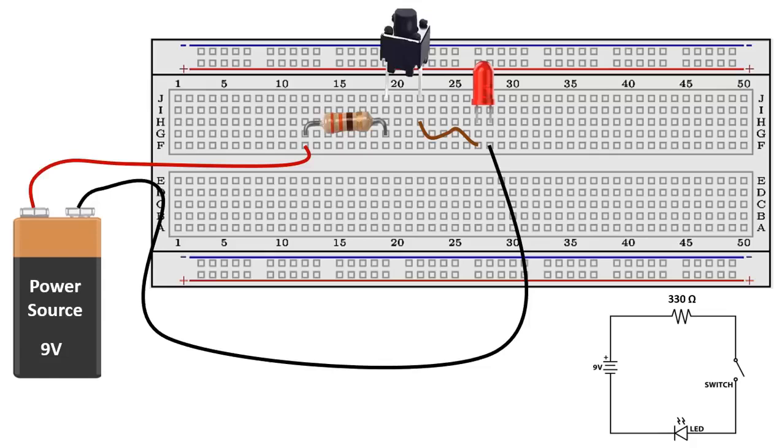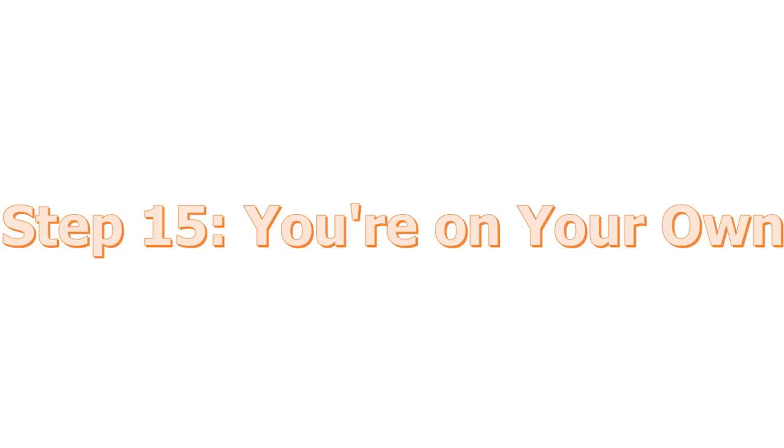You can look up the color code for a 330 ohm resistor using the graphical resistance calculator. Also, remember that the LED needs to be plugged in the right way. If you decide to use the switch, open and close it to see what happens when you make and break the circuit. Step 15. You're on your own.